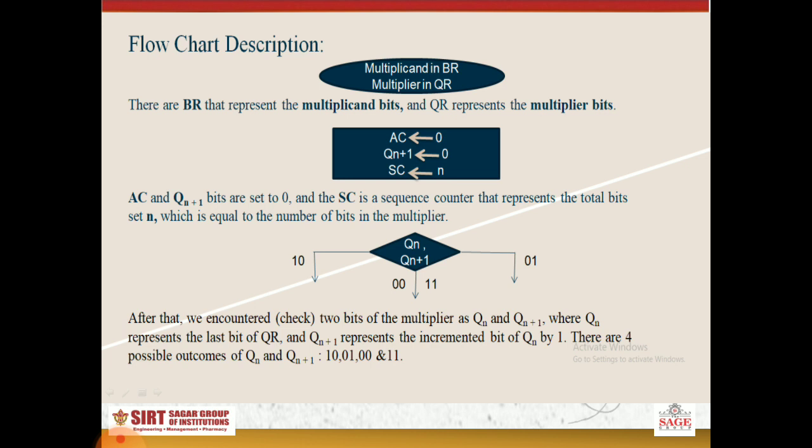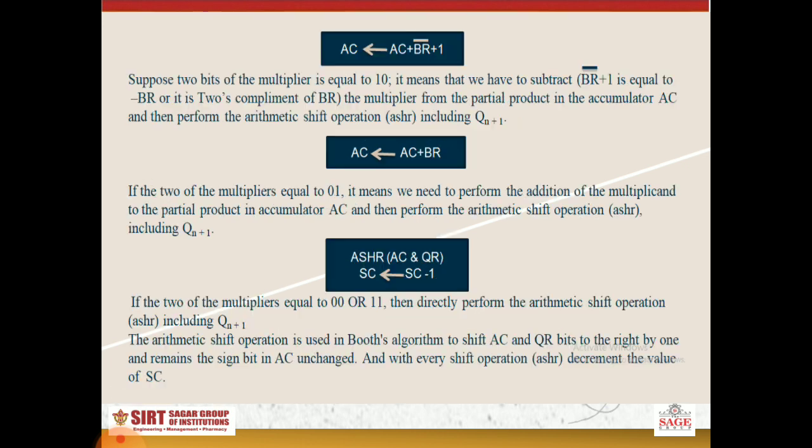SC is a sequence counter that represents the total bits, set to n, which is equal to the number of bits in the multiplier. After that, we consider the 2 bits of the multiplier as Qn and Qn plus 1, where Qn represents the last bit of QR and Qn plus 1 represents the incremented bit of Qn by 1. There are 4 possible outcomes of Qn and Qn plus 1, that is 1 0, 0 1, 0 0 and 1 1.